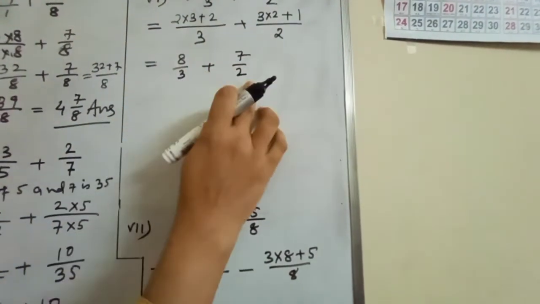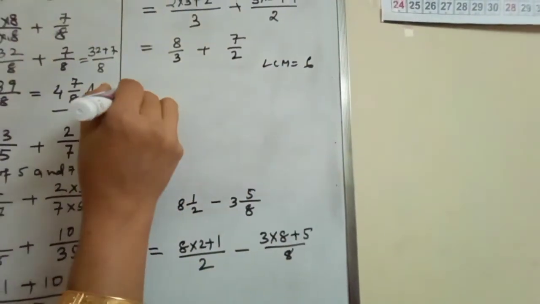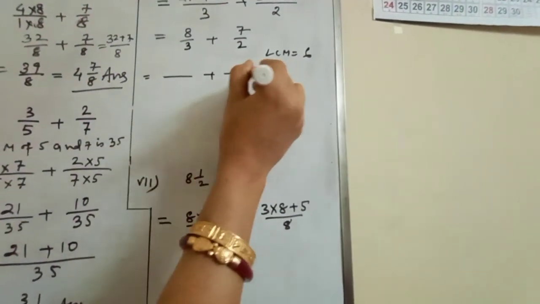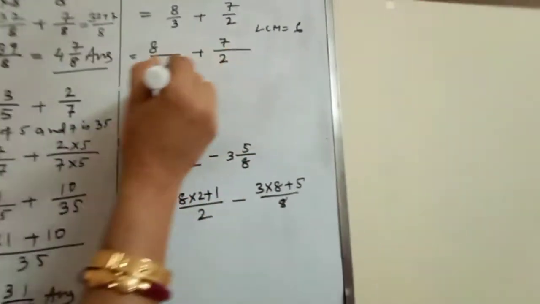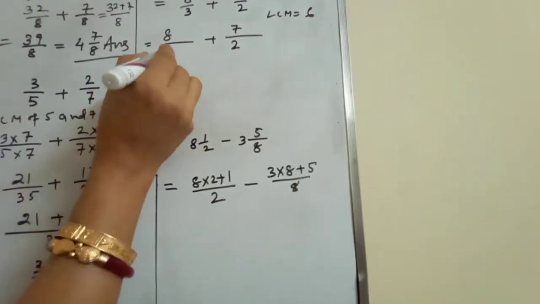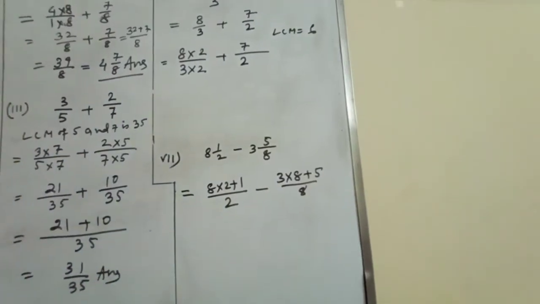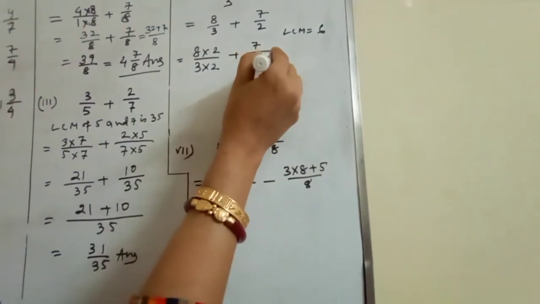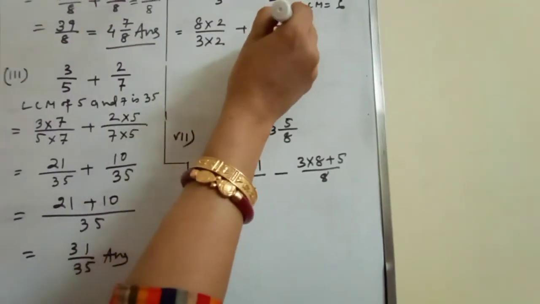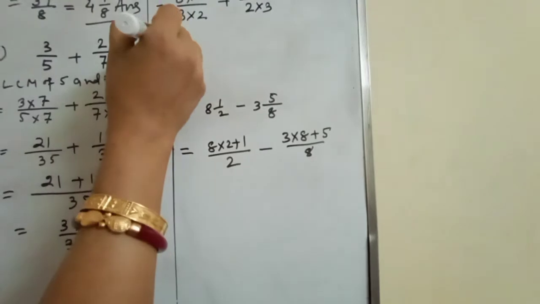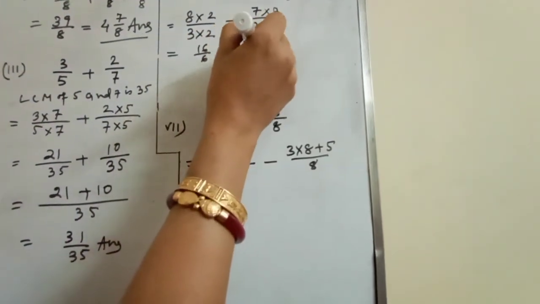Now the LCM of 2 and 3 is 6. Now you have to make the denominators the same. Here it was 8 by 3, and here it was 7 by 2. You want to make this denominator 6, so you need to multiply by 2, both numerator and denominator. And here, to make it 6, you need to multiply by 3, both numerator and denominator. Then what is the number? 16 by 6 plus 21 by 6.